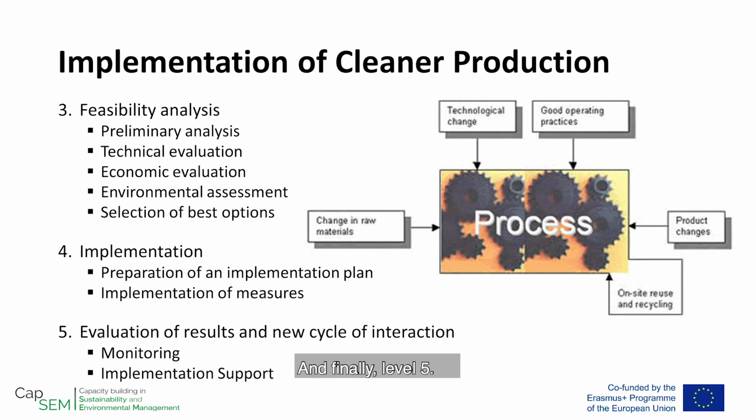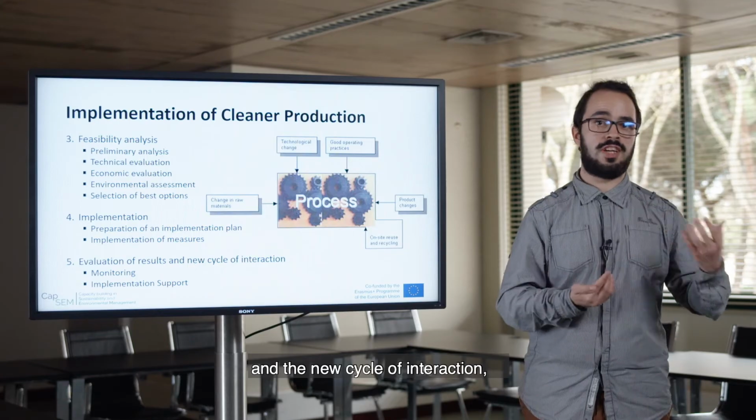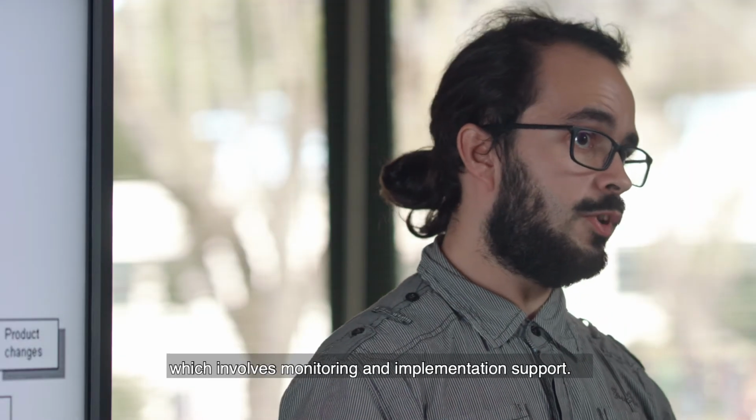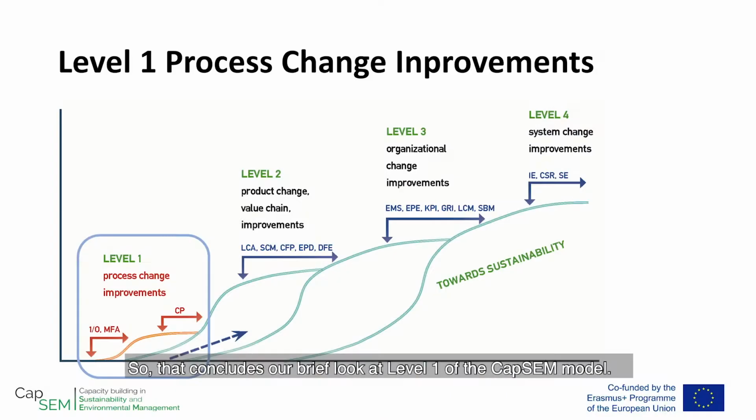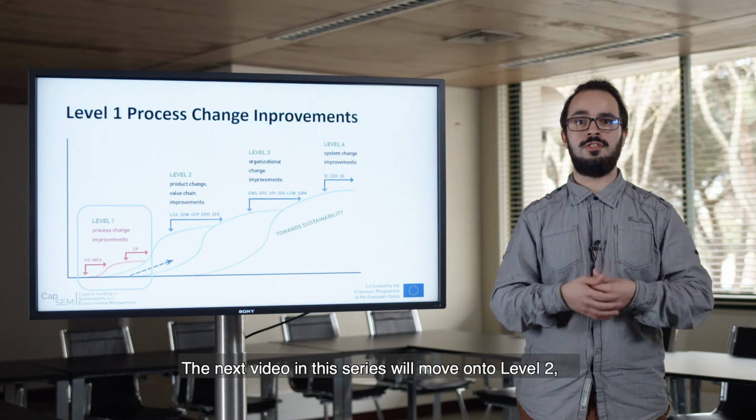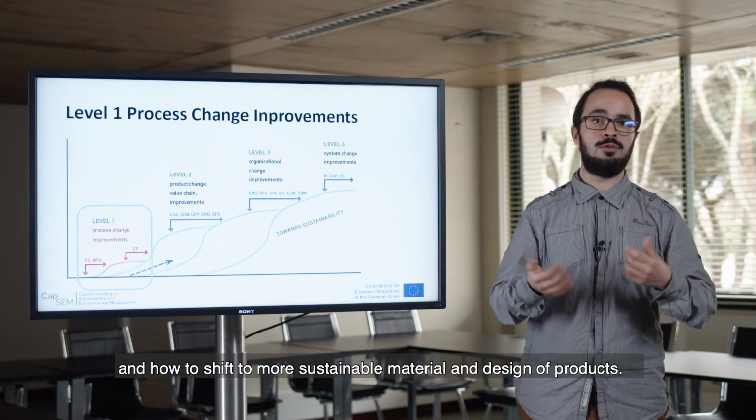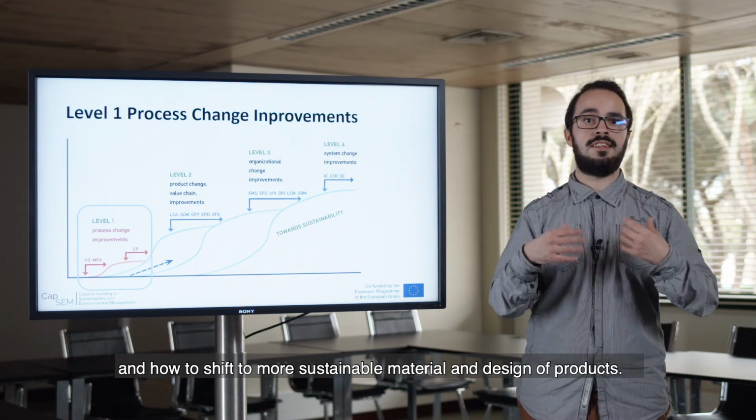And finally, level 5, which involves the evaluation of results and the new cycle of iteration, which involves monitoring and implementation support. So that concludes our brief look at level 1 of the CAPSTAN model. The next video in this series will move on to level 2 and how to shift to a more sustainable material and design of products.